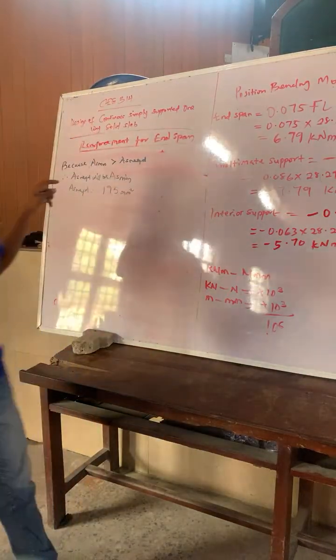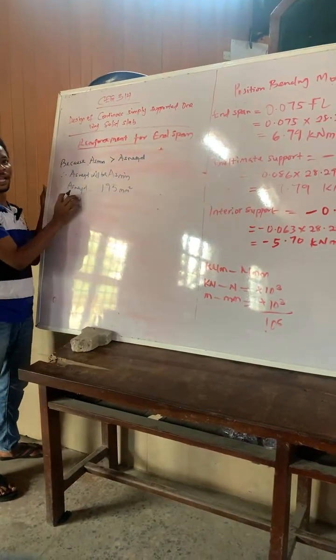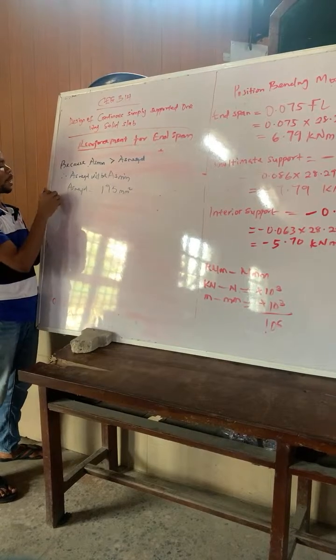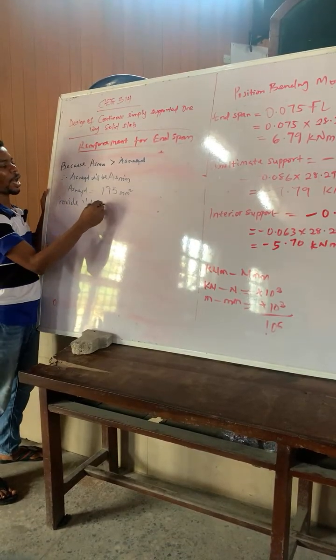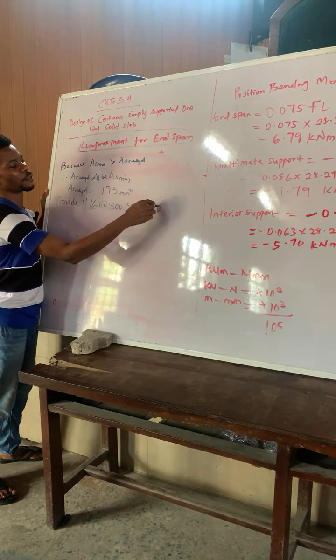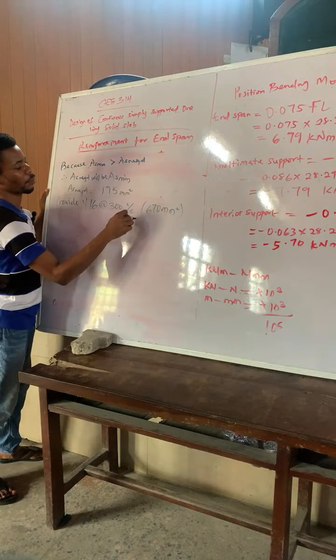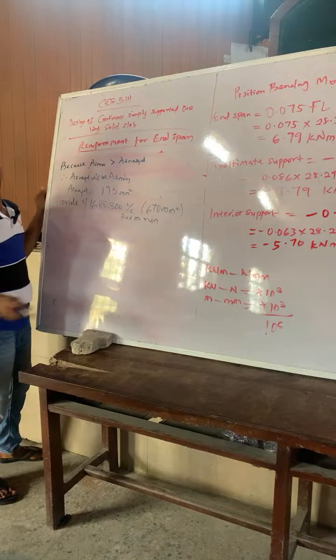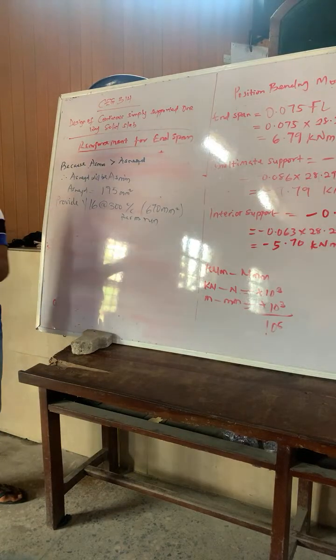So now we provide again. We add 100 because of AS required. Yes, we now provide again. Provide Y16 at 300 centers, 670 millimeter square per meter length. It goes there, so that's why I don't take pictures.